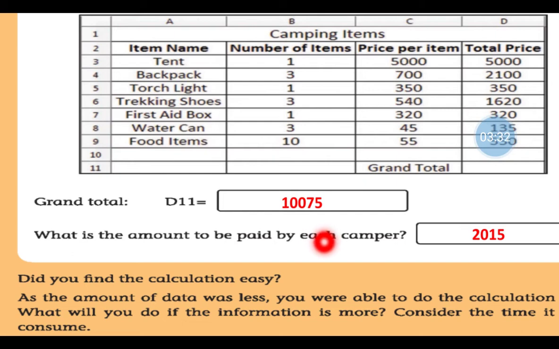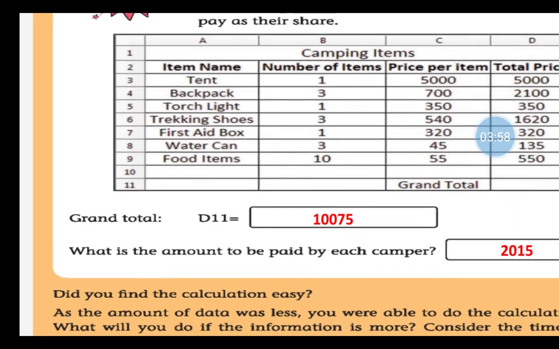So next, what is the amount to be paid by each camper? Here the total amount is 10,075. For each camper, how much do they have to pay? So what you have to do? You have to divide. 10,075 divided by 5. After doing this calculation, this amount will come: 2015. Each has to pay 2015. So here you write that.